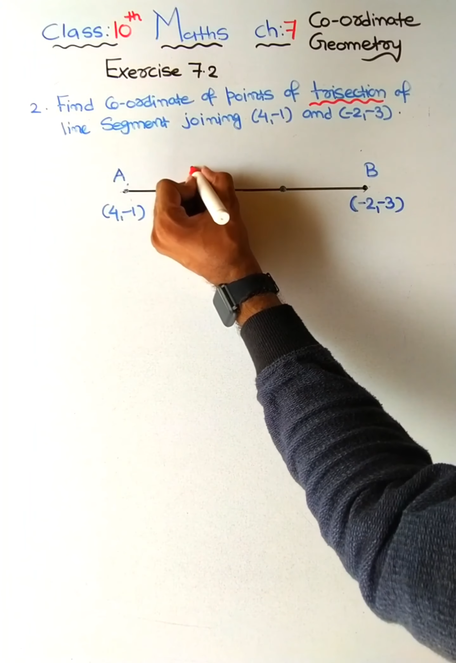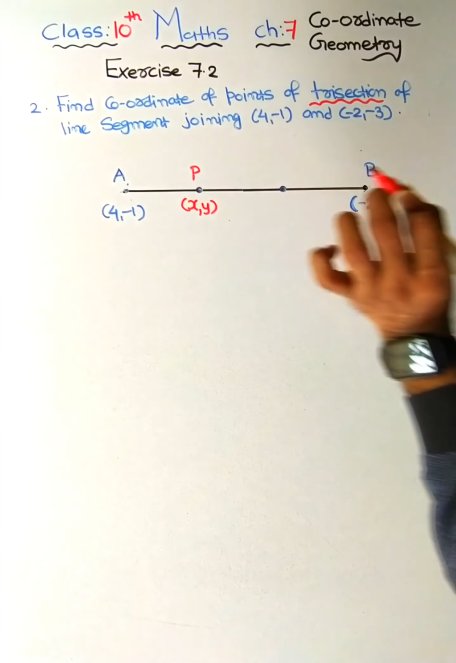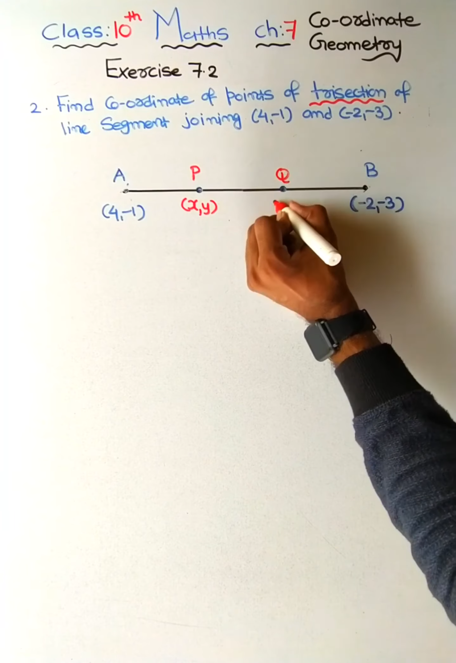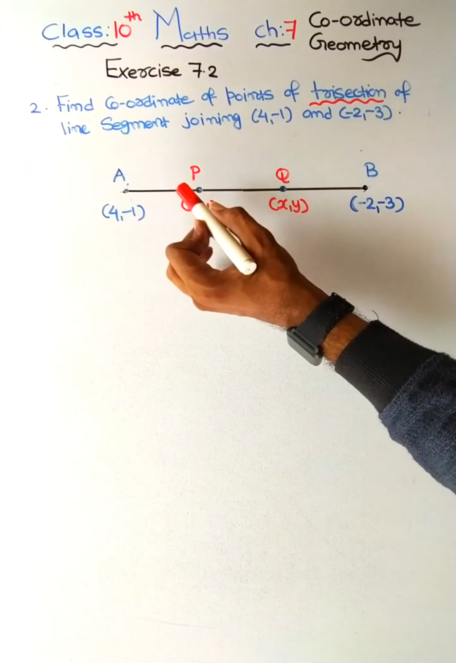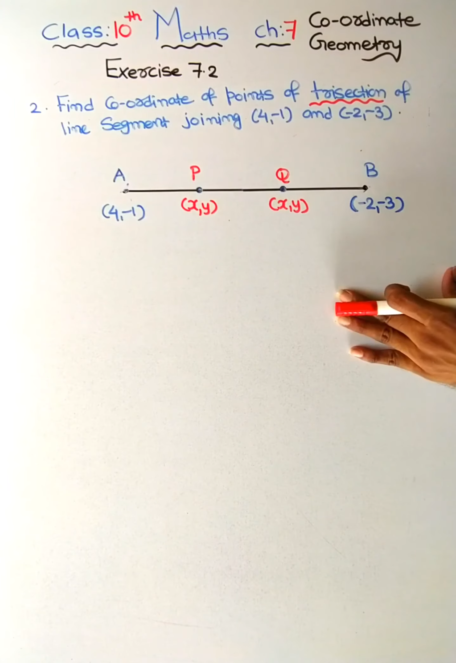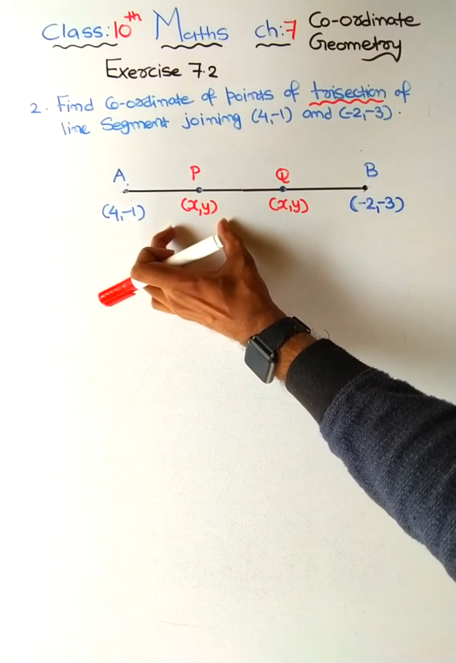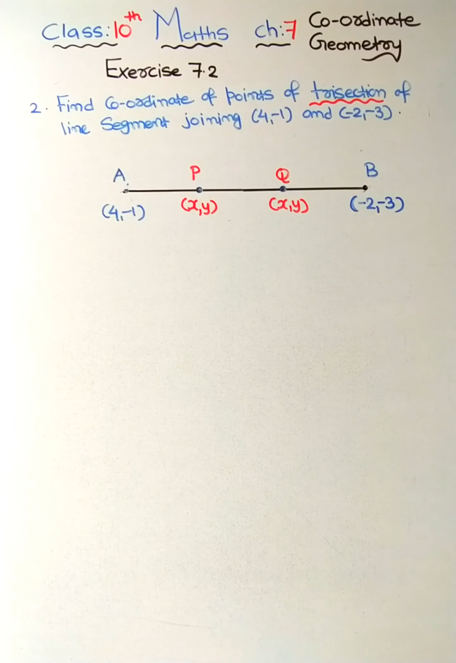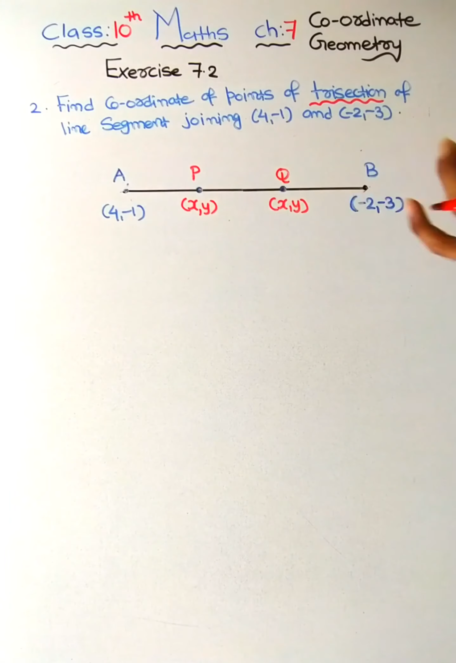Let us name this as point P, with coordinates x, y. And let us name this as point Q, again with coordinates x, y. Now you see very carefully that we have to find the coordinates using the section formula for any one point. Forget this Q for now, and we will find this x and y using the section formula. But for the section formula we need x1 y1 and x2 y2. Also we need the ratio.